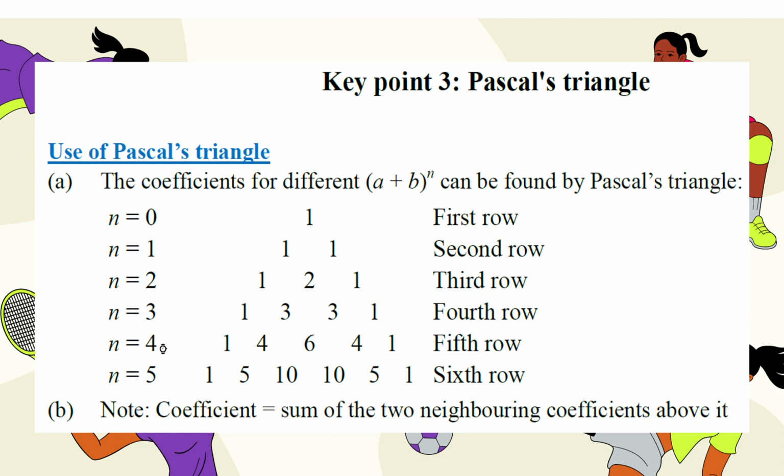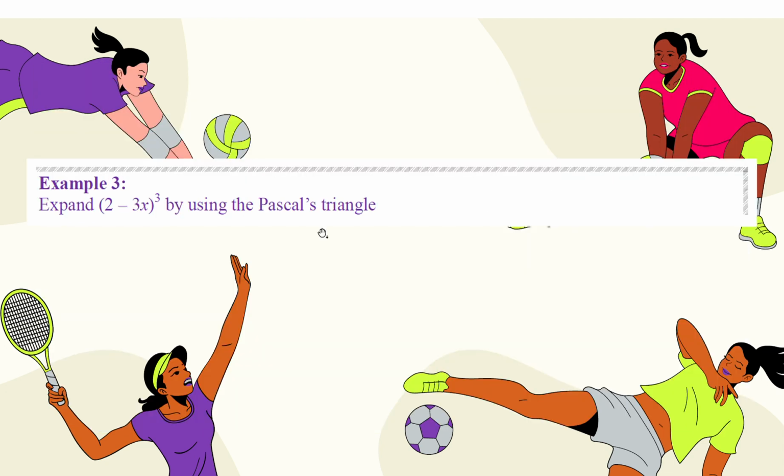Use the Pascal triangle to expand it to the cube. Remember it's a cube? 1331. Try to do it. Remember, don't make any careless mistakes. You can do it. Pause the video.